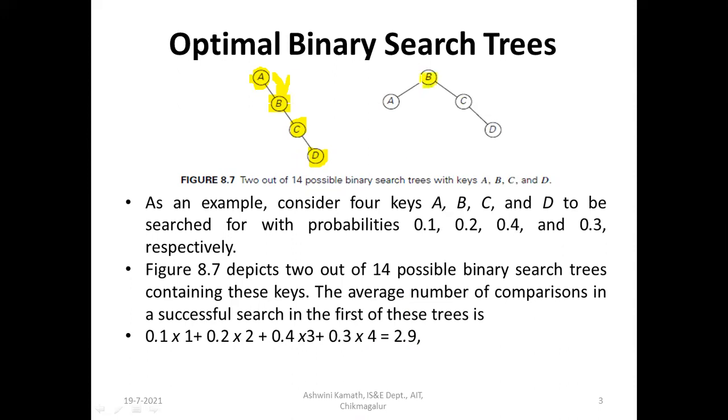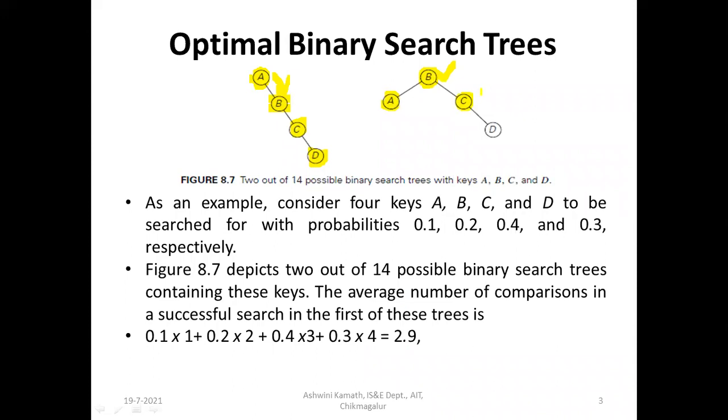Similarly, if we consider the second tree, to get the value B we need only one comparison. To get A or C, we need 2 comparisons. First compare with B, then go to the left and compare with A. If you are searching for C, compare with B and, if it is greater, go to the right.